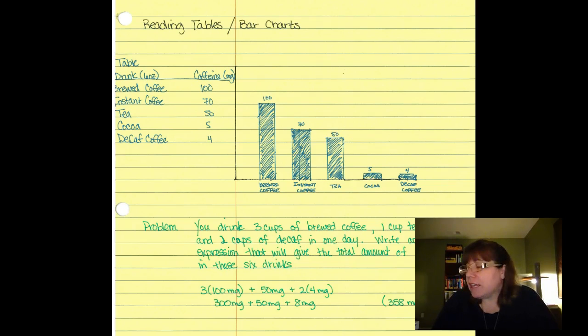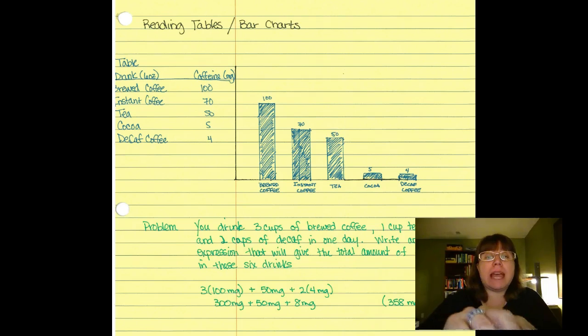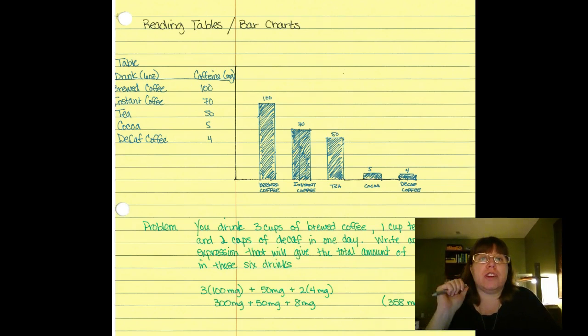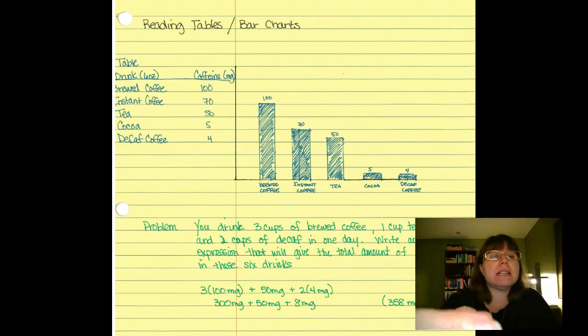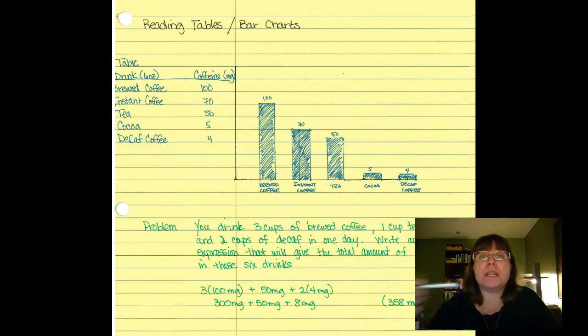The last thing I want to talk about in this particular video is reading tables and bar charts. So given a set of data and looking at it visually, I should be able to answer a question. This is a table of fluids that have caffeine in them, and I'm given the amount of caffeine, so I can figure out a solution to a problem using this data. Brewed coffee has 100 milligrams of caffeine. Instant coffee has 70. Tea has 50. Cocoa has 5 milligrams, and decaf has 4 milligrams.